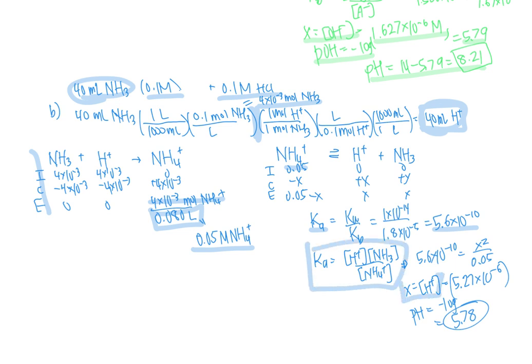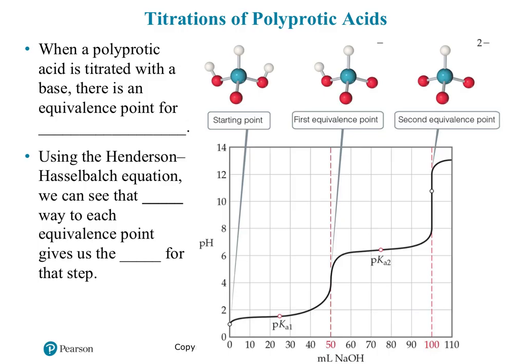X is equal to my hydrogen ion concentration, which when we solve for X, we get 5.27 times 10 to the negative 6. Negative log it to get the pH, and that is 5.78 is the pH. And it makes sense that we have a weak base, so our pH at equivalence should be below 7, or if I had a strong base, it would be at 7. So that's a lot that we just did.